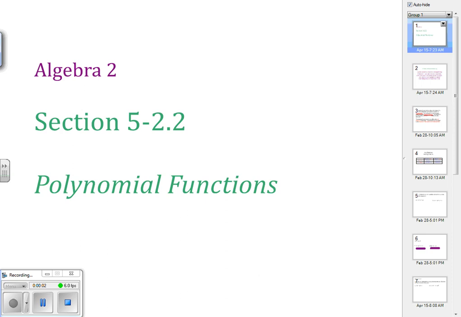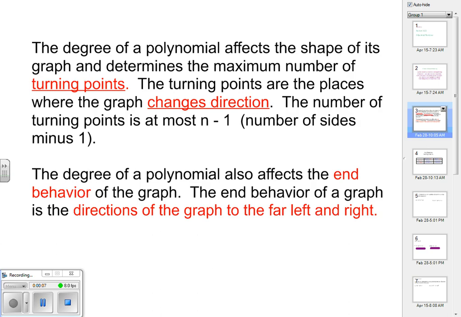In Chapter 5, Section 2, Day 2 works more on polynomial functions. We're going to get more into the graphing part of it. A couple of things for you to take note on.